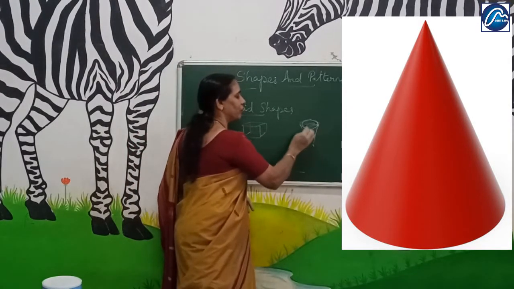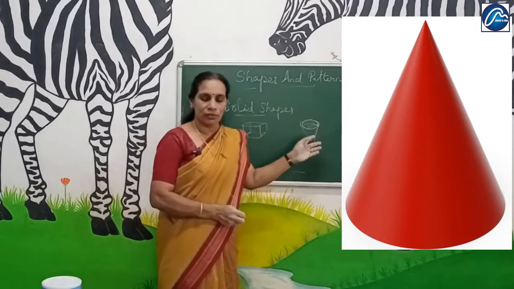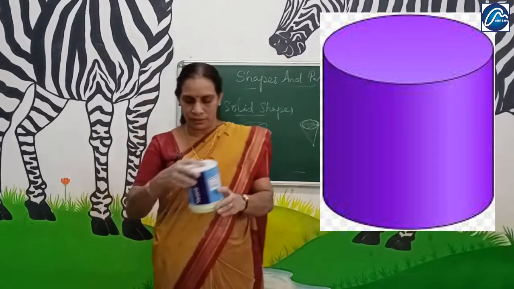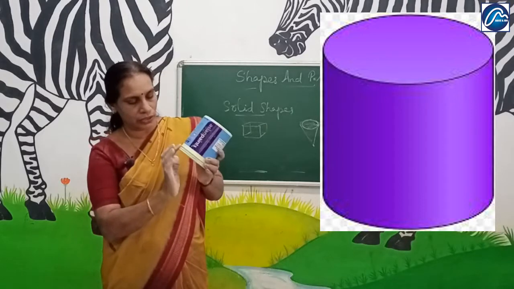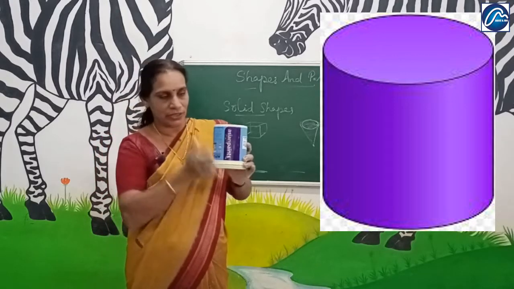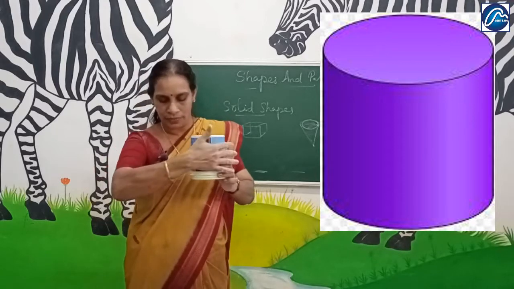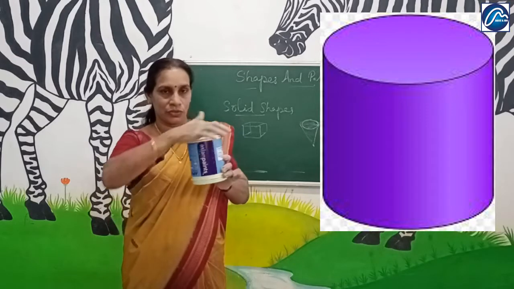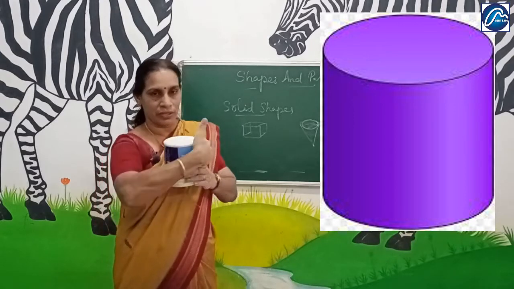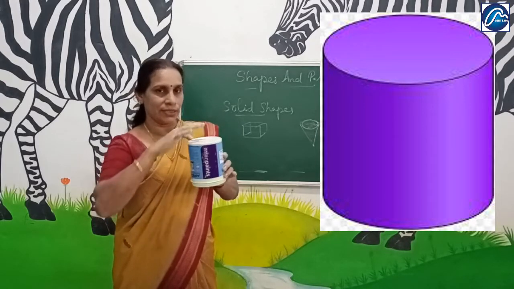This is one face. So, here: plane face, curved face, and curved edge. And what is the last one? Cylinder. We don't measure it with a pattern. The cylinder: one, two. What are the plane faces in there? One face, two faces. How many curved faces? One curved face, with curved edges: one edge, two edges. Corner? No corner.